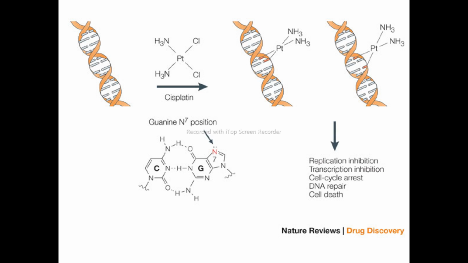As we have seen in the nitrogen mustards, the organoplatinum complexes are also bifunctional, and they accept electrons from two DNA nucleophiles. So just like nitrogen mustards, they can alkylate two DNA strands at the same time. So either intra-strand cross-linking takes place or inter-strand cross-linking takes place.